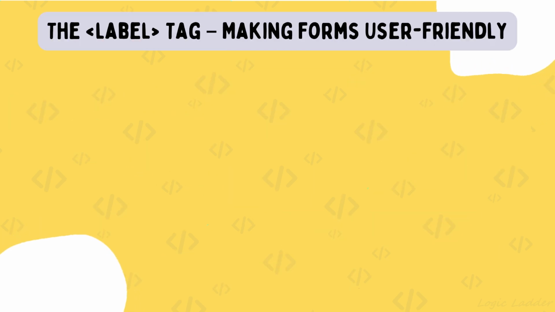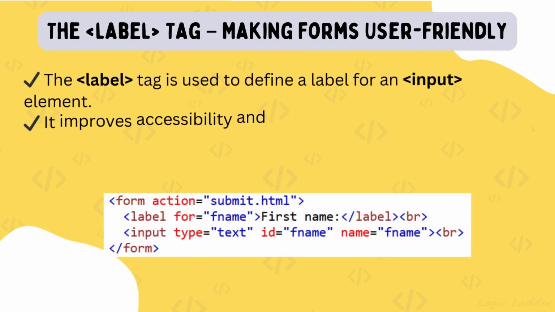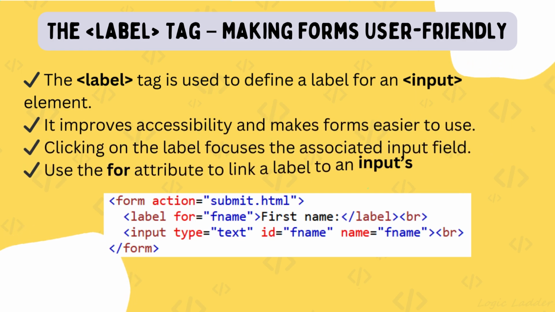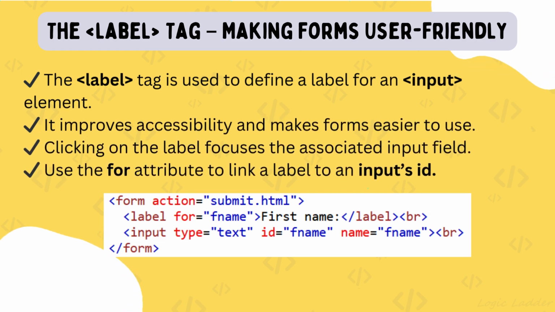With the input tag, we usually use a label tag. The label tag is used to define a label for an input element. You need to use the for attribute to link a label to an input's ID. The input ID attribute and label for attribute value should be the same in order to link them with each other. When you link them together, clicking on the label focuses the associated input field.